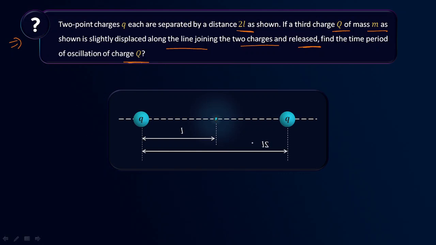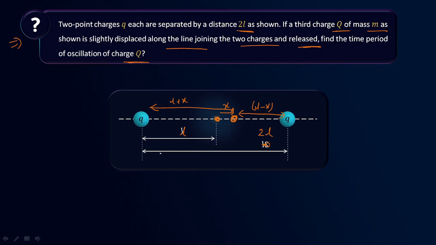So the separation was 2L. This is the mirror image they have given. So 2L, and this distance is L. Now here we have placed one charged particle. By symmetry, can I say that this charged particle is at rest, net force was 0. Now if I displace this by a small distance x, the particle is now here. So this distance is now how much? L minus x, and this will become L plus x. Yes or no?